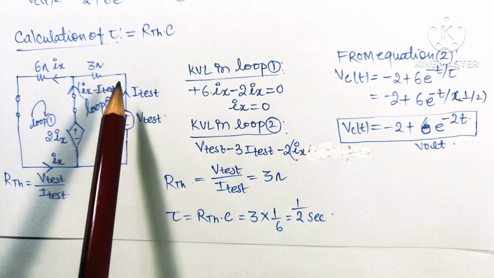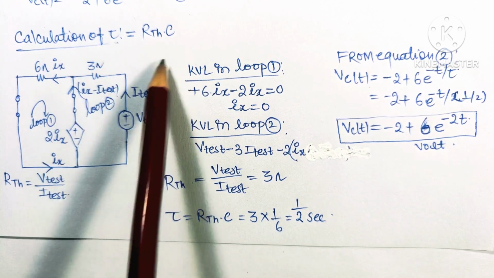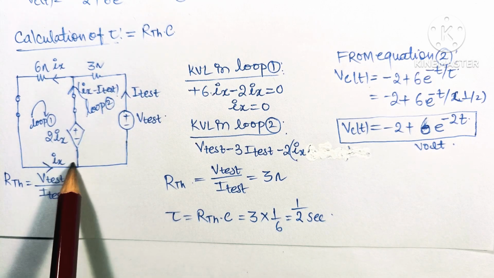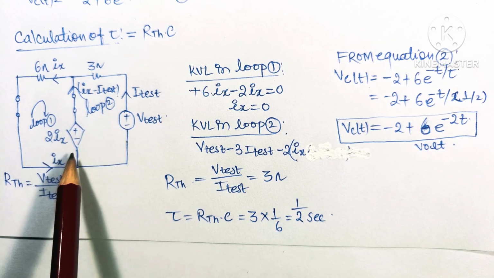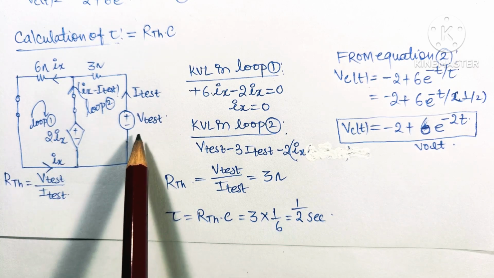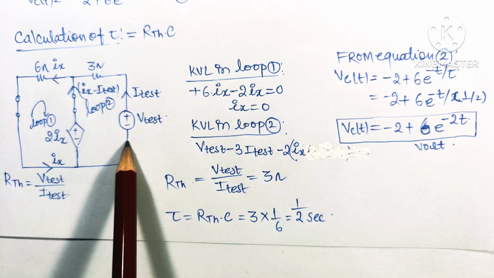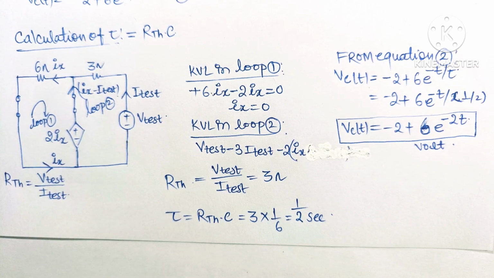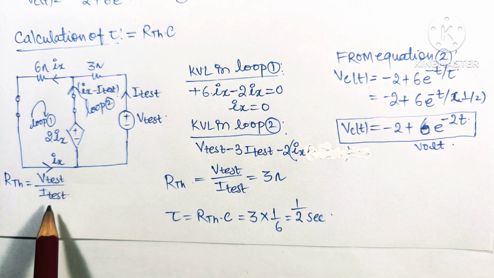For the calculation of tau, we know that if a capacitive network is given, then the time constant tau can be written as Rth into C. So we have to calculate the Thevenin resistance of this circuit. In this circuit, we have seen that a dependent voltage source is connected, so we will apply the test method to find Rth. Here a voltage source Vtest is connected. We assume that Itest is the current flowing into this circuit due to this Vtest, and the independent voltage source will be short circuited, as we have to short circuit the voltage source when we apply the test method. So Rth will be equal to Vtest upon Itest.